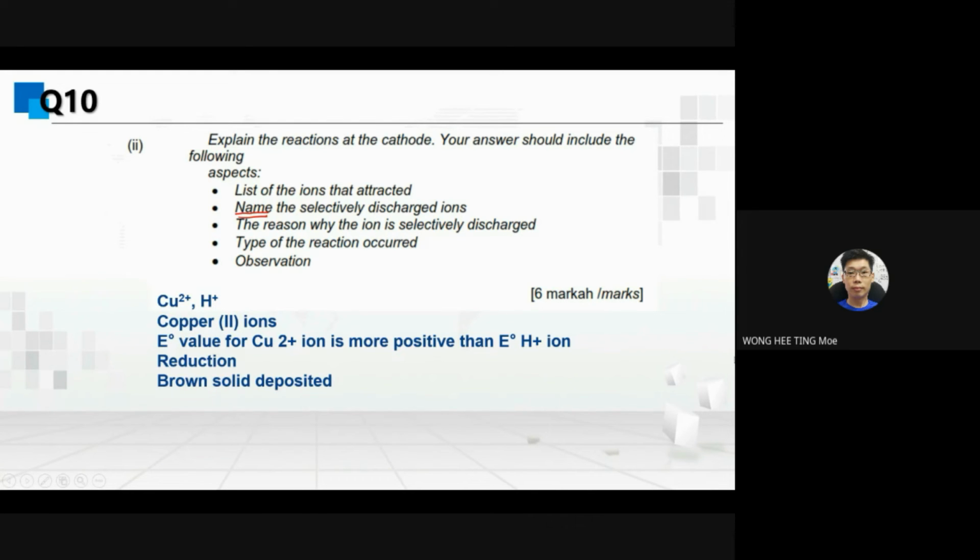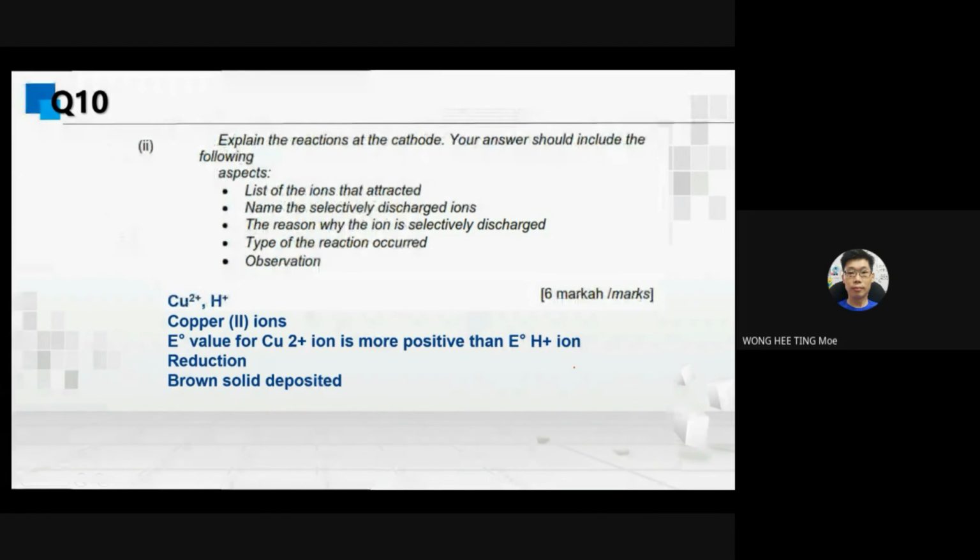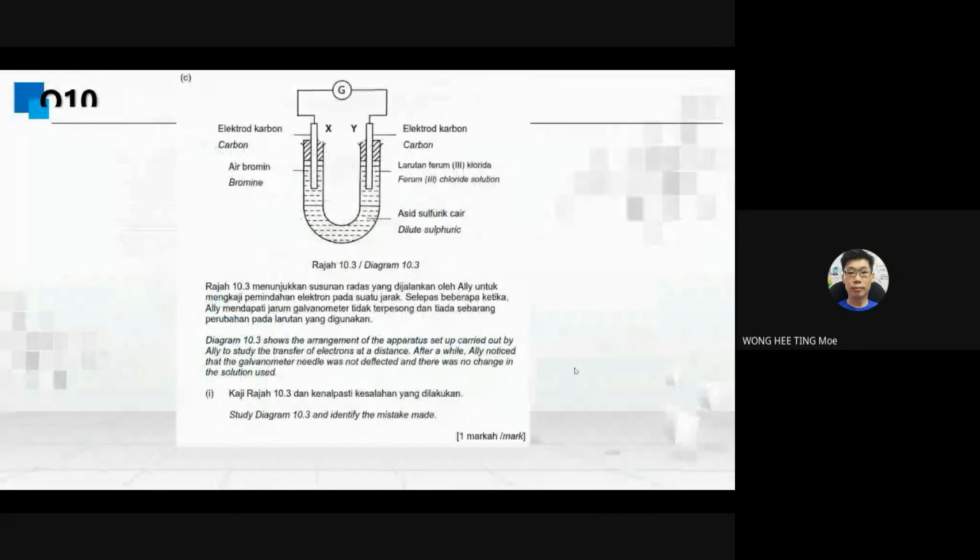So the half equation will be like this, although not asked in this question. Copper(II) ion gains 2 electrons to form copper. So reduction. Now this one here, transfer of electrons at the distance, right? Transfer of electrons at the distance.